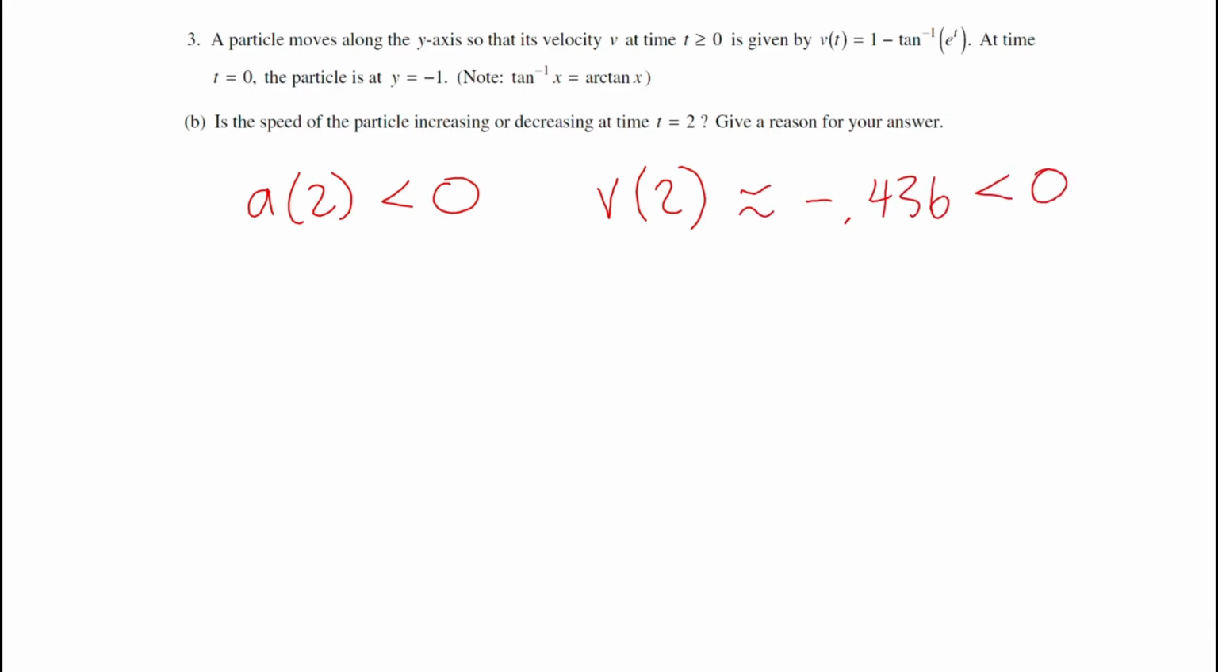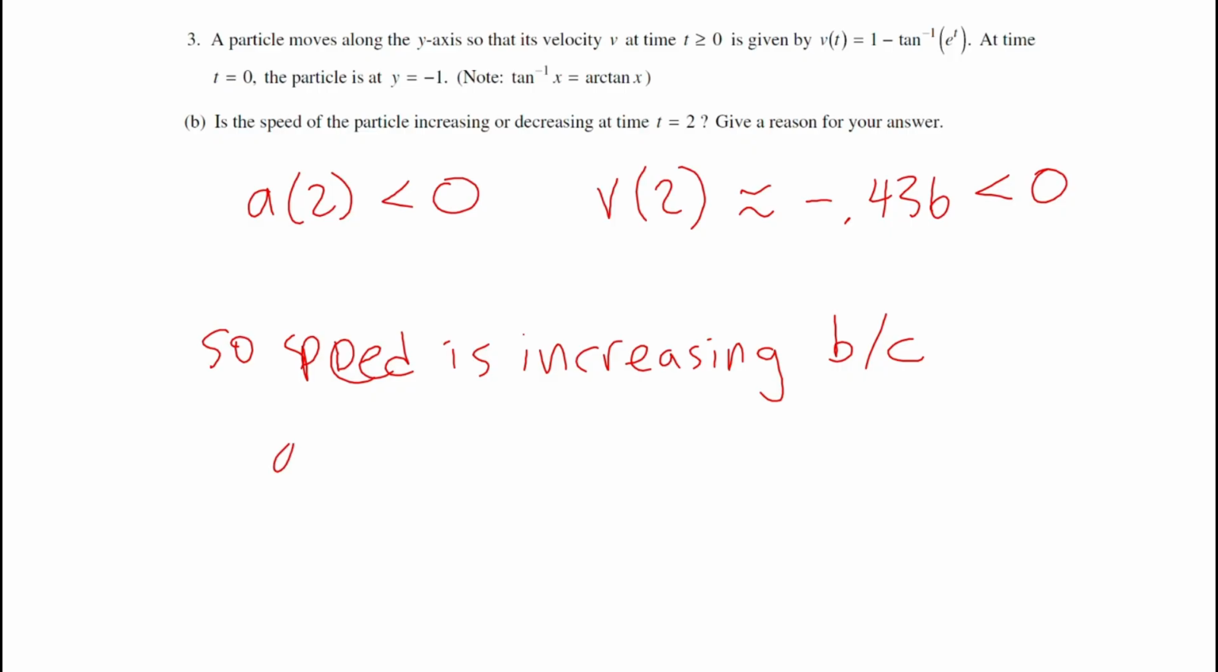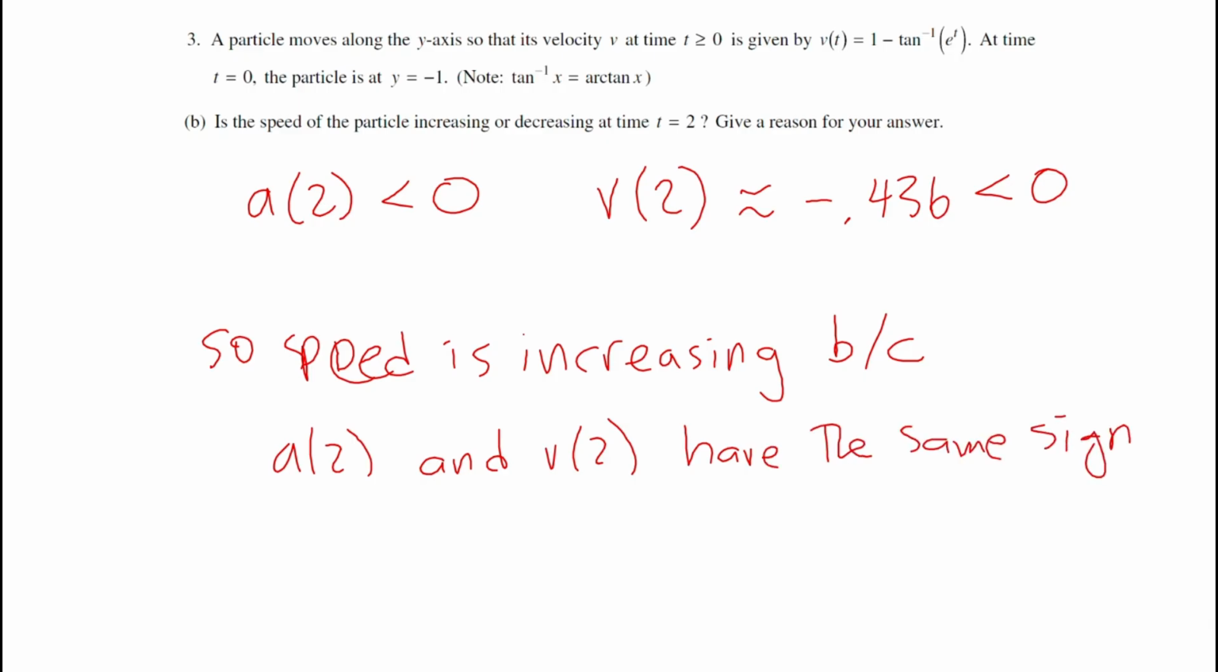Which is also negative. And speed increases when velocity and acceleration have the same sign. So we'll say, speed is increasing because a of 2 and v of 2 have the same sign. And they just gave you 1 point here for the answer with your explanation in part B as well.